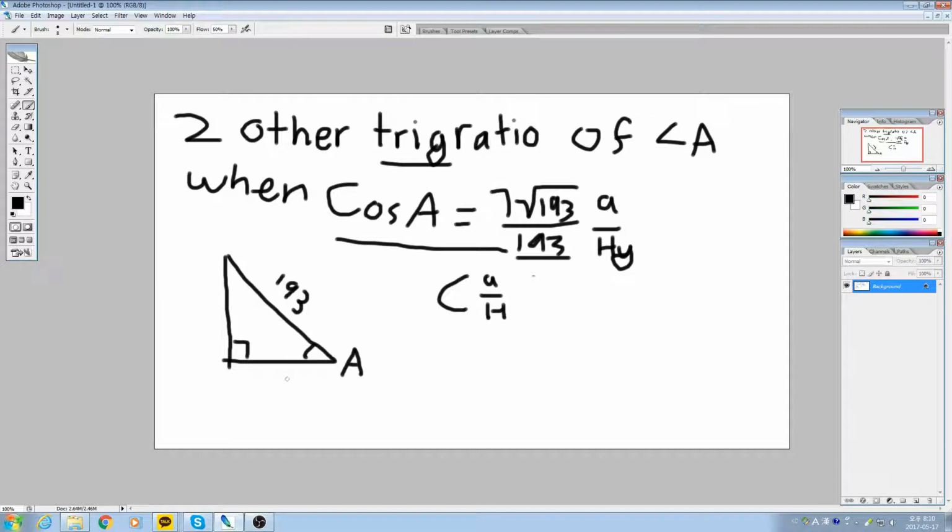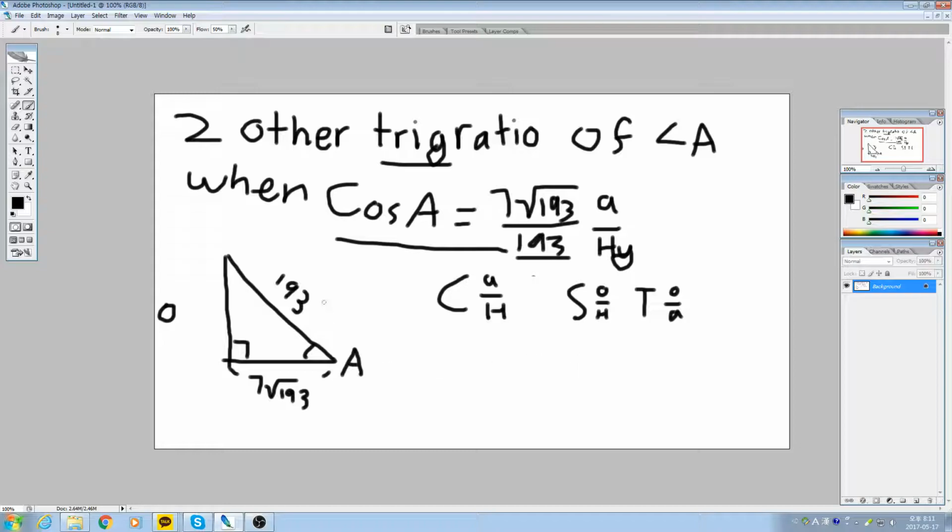And we can see that the adjacent side, which is this side, is going to be 7 times the square root of 193. Now we've got this established. In order to find all the trig ratios, we need to know this side as well, which I'm going to call side O, because it's opposite of A. We know that sine is opposite over hypotenuse, and we know that tangent is opposite over adjacent.